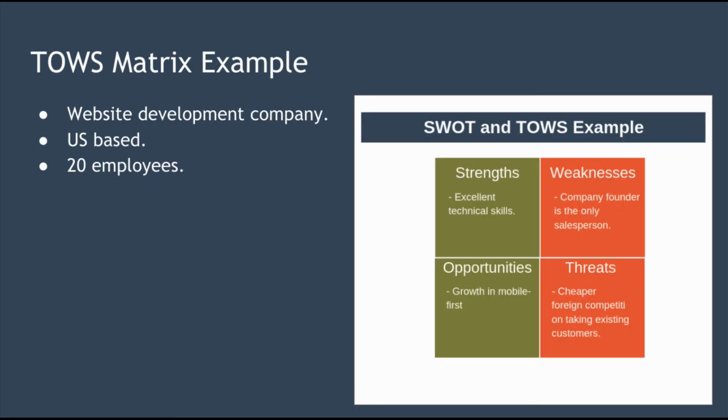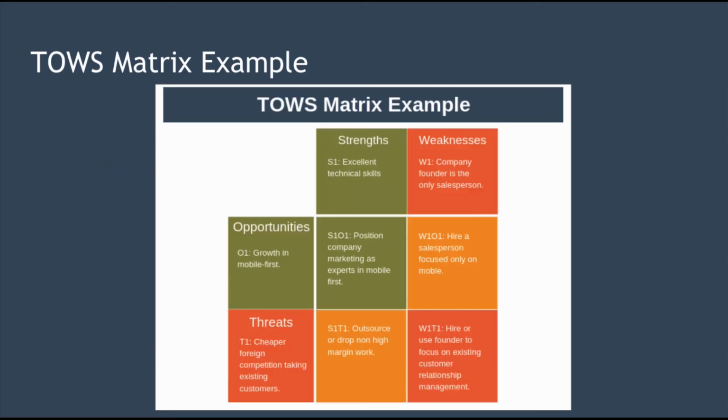So to bring all of this together, let's take a look at a simple example. In this example, we're going to examine a small fictional company which develops websites, and our company is based in the US and employs just 20 people. Now, first, the company generated their SWOT analysis, which you can see here, which gave a very brief overview of their strengths, weaknesses, opportunities, and threats. And next, from this SWOT analysis, they generated their TOWS, and that might look something like this.